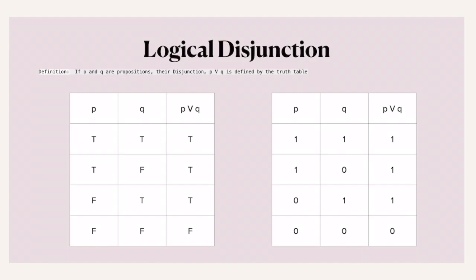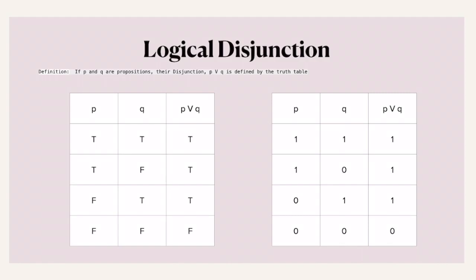The definition of that is: if P and Q, so let's just say P is 2 plus 4 and Q is 2 plus 2 equals 5, are propositions, then the disjunction is P or Q. So when you see that symbol between P and Q, that symbol means or. And the tables that you see below are called truth tables.